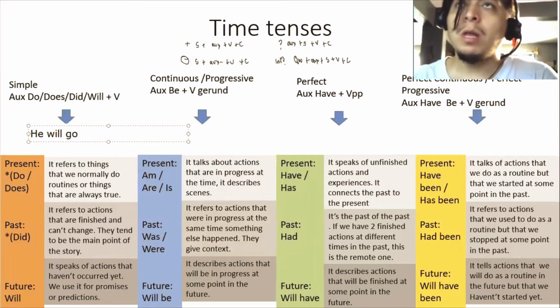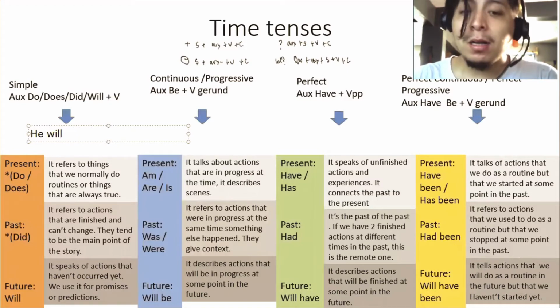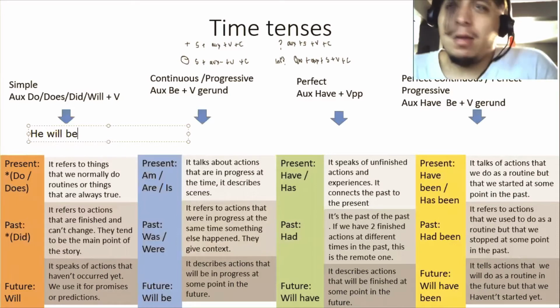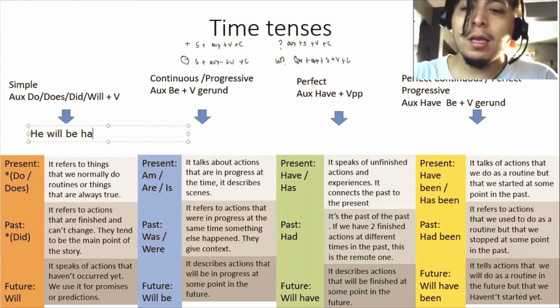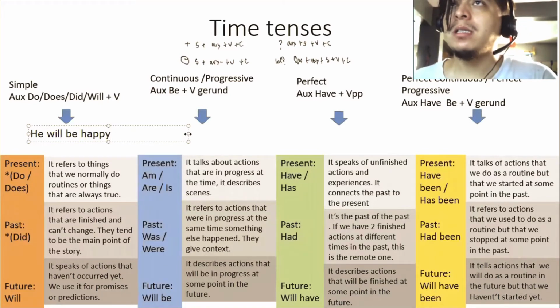You say will go, you say will try, you say will eat, you say will sleep, you say even will be. The verb to be, in the case of the simple future, is a normal verb. The only thing you have to do is just use be in the base form. He will be happy. Okay? This is my sentence in the simple future.